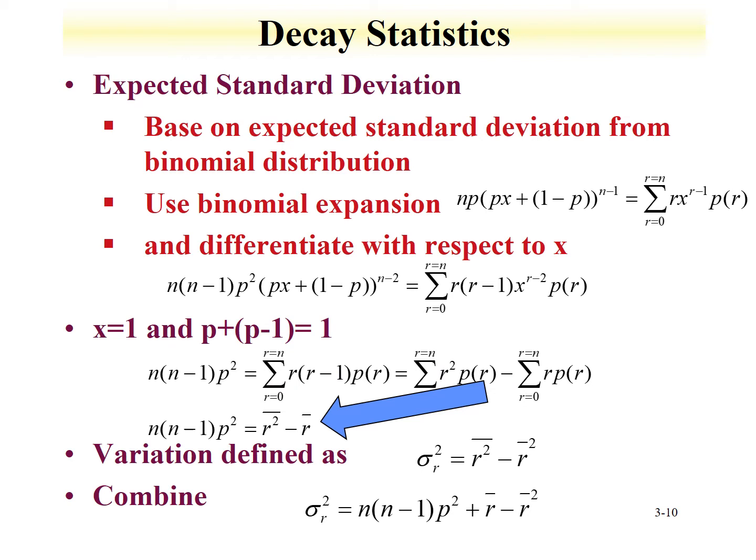So we get a relationship between the square of the average disintegration rate minus the average disintegration rate. And this variation is defined as this term where we have the square root of our standard deviation, the square of our standard deviation, and we can expand the square of the standard deviation to this term, which comes from the binomial distribution and the averages.